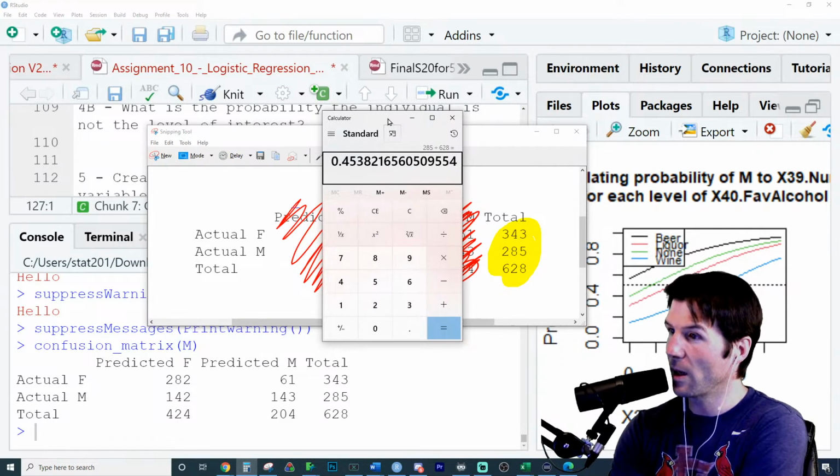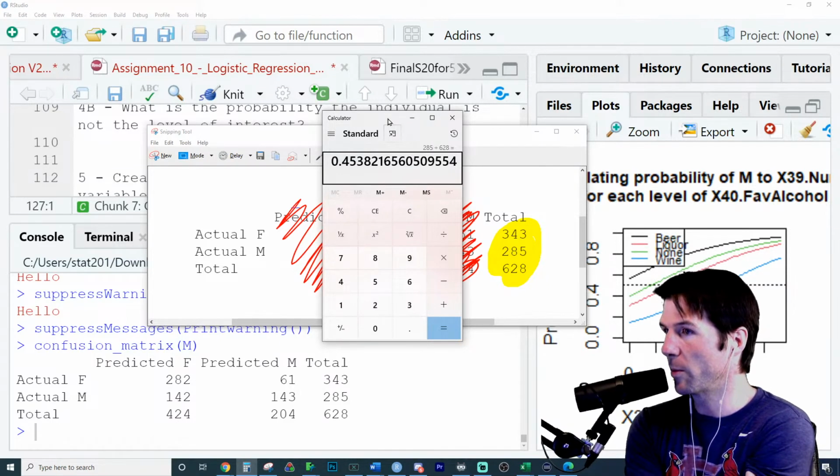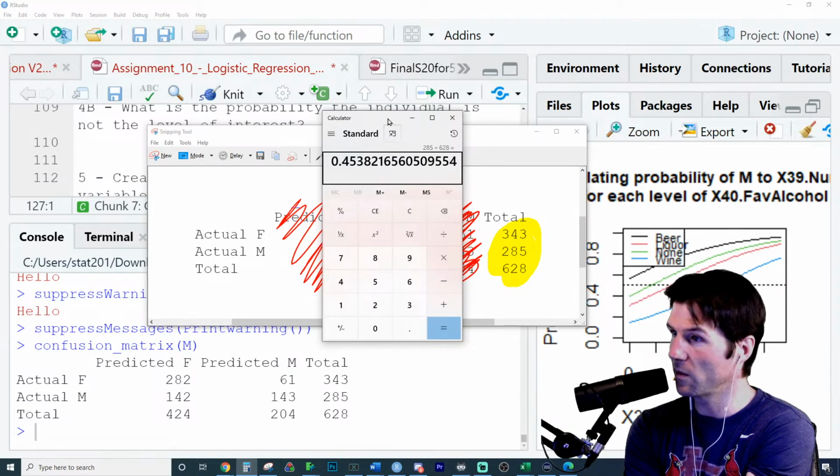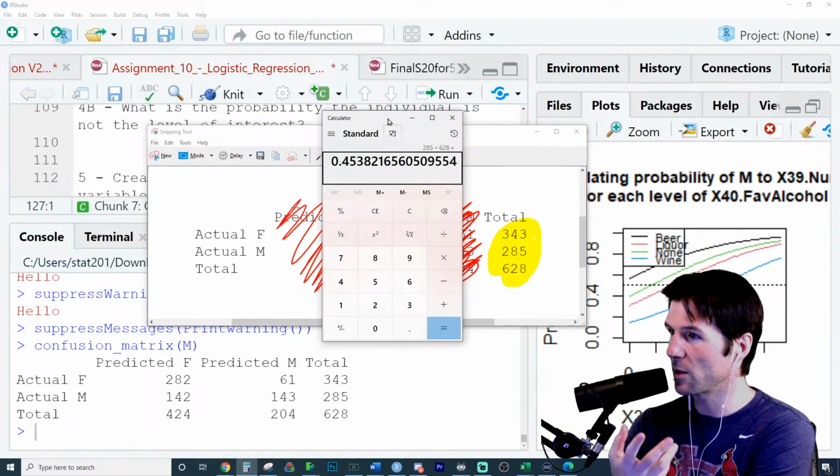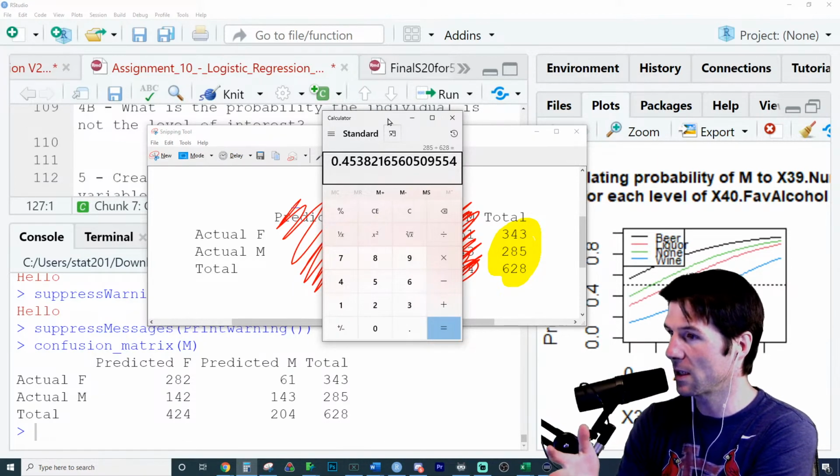So the naive model itself, when it predicts everyone is female, would be wrong 45% of the time and right 55% of the time. It classifies people correctly about 55% of the time and incorrectly about 45% of the time.